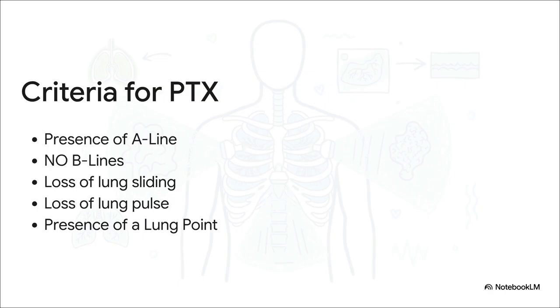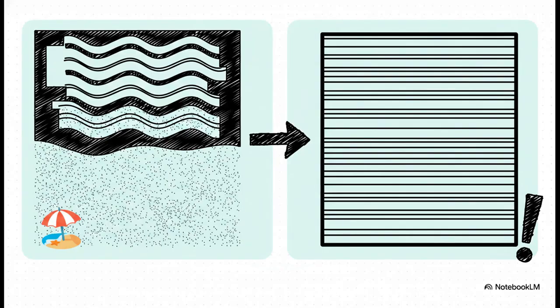And finally, you are hunting for the ultimate smoking gun, the lung point. Let's bring back M mode for a second to really see this. Remember that healthy sandy beach of the seashore sign? Well, look at the dramatic shift when there's a pneumothorax. Because the lung is collapsed and isn't sliding against the chest wall anymore, the granular sand completely vanishes. The whole M mode readout turns into these perfectly horizontal parallel lines.